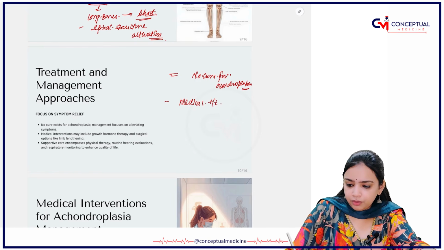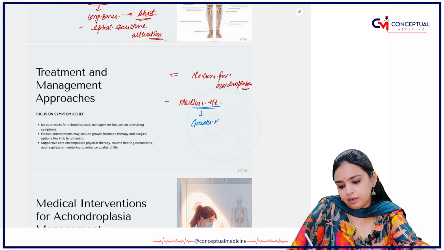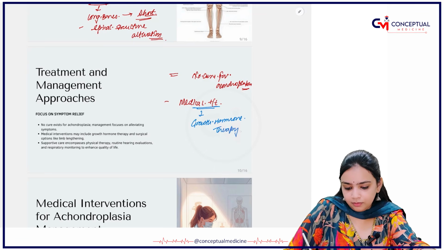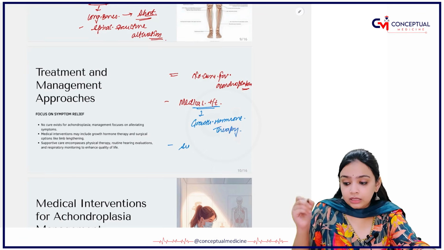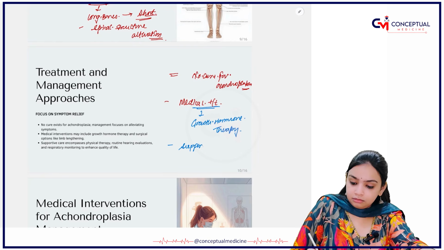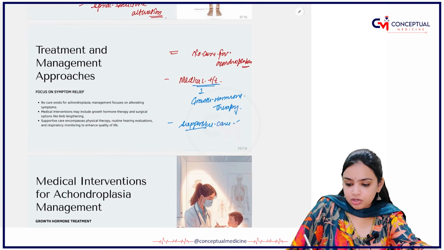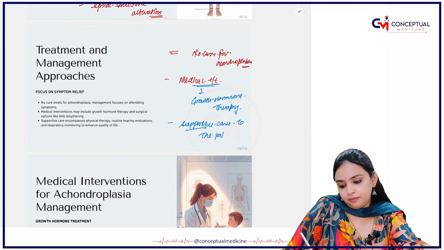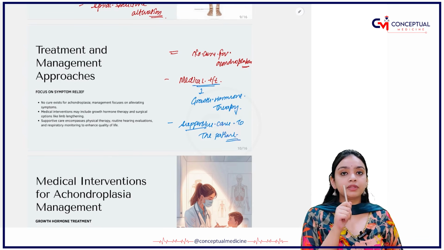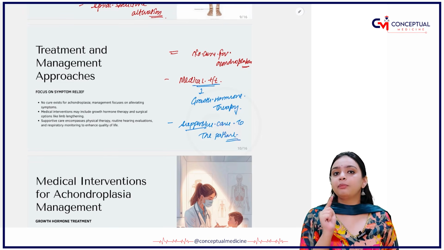In the medical treatment, what will you include? We will include that we can give the growth hormone therapy. Next, obviously, one thing that you need to keep in mind as very young budding doctors, you have to give supportive care to the patient. You have to be empathetic to the patient. You know what is empathy, right? To be in someone's shoes. A doctor should always be empathetic to the patients, right?